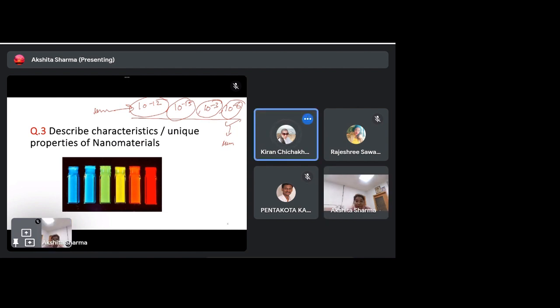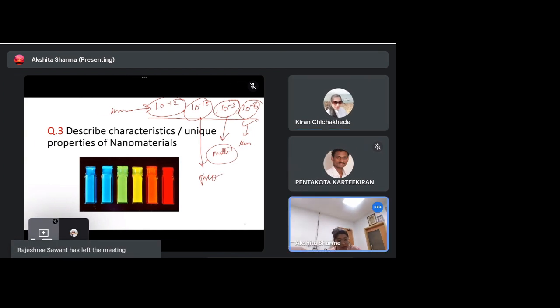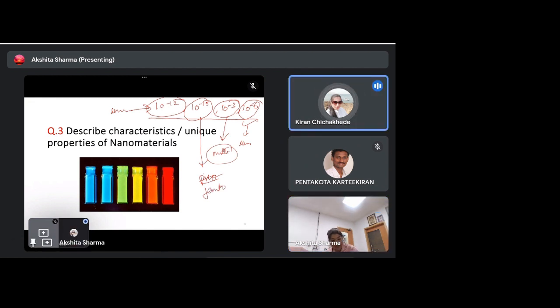Okay, fine, no problem. This is millimeter. Fine. Sorry, this is femto, and this is pico. 1 picometer is equal to 10 raised to minus 12 meter. Likewise, like we said, 1 nanometer is equal to 10 raised to minus 9 meter. So this is femtometer, this is millimeter, this is micrometer.